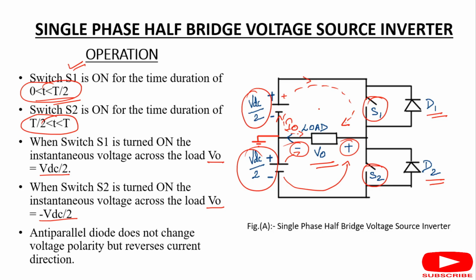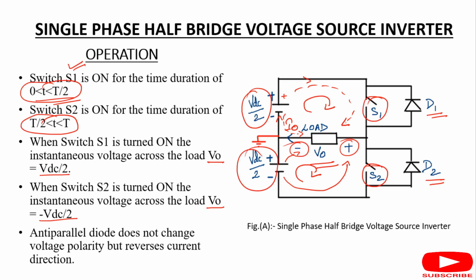So the current direction during the switching operation of S1 is clockwise, whereas during the switching operation of S2 the current direction is counterclockwise, because during the switching operation of S2 the current enters the negative terminal and leaves from the positive terminal. So during the switching operation of S1, the switch current I1 and load current I0 are in the same direction, but in the switching operation of S2, the switch current and load current I0 are in opposite directions.